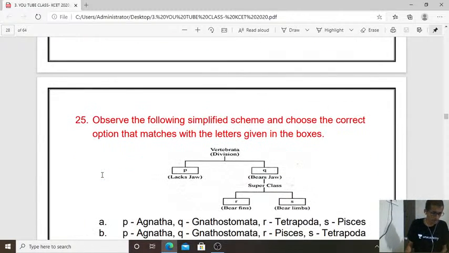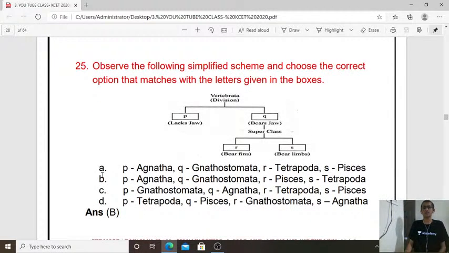Next, 25th question. Today we are going to study a total of 30 questions. In the next class, another 30 questions.